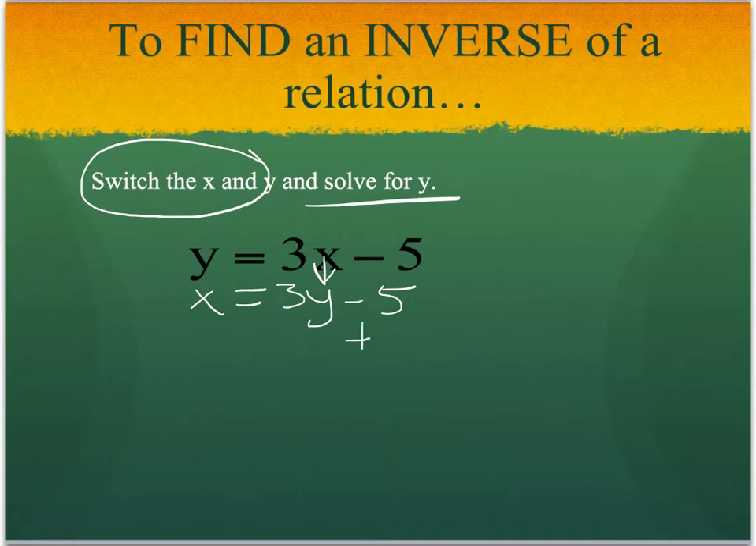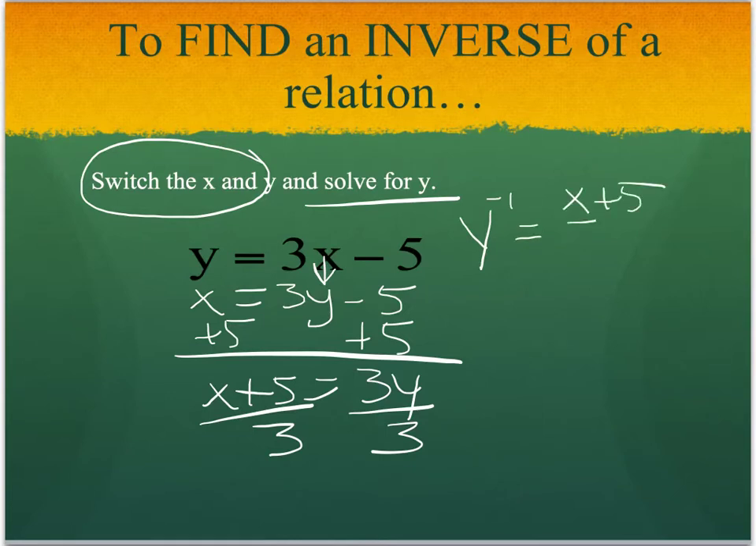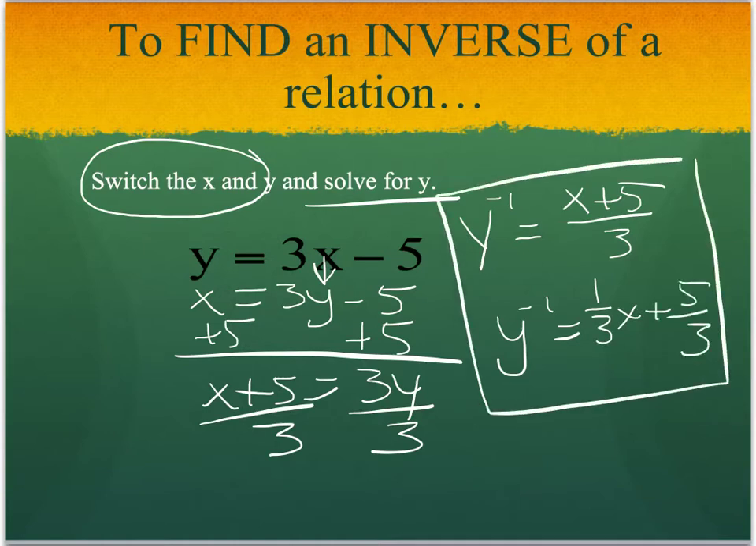So in order to do that, I need to add 5 to both sides. And we get x plus 5 equals 3y. And then to get y by itself, we divide both sides by 3. So our inverse, which we write as y to the negative first power, is equal to, either we can write it as x plus 5 over 3, or make sure you understand that is the same thing as 1/3 x plus 5/3. Those mean exactly the same thing.